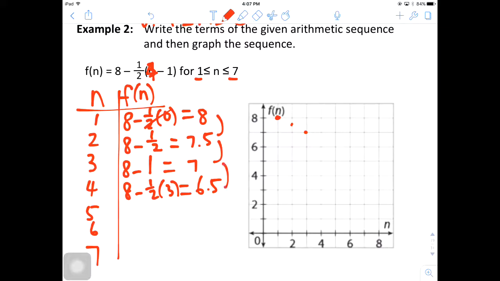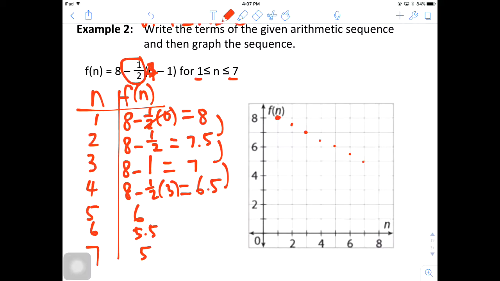If you know the pattern, look at the common difference is negative 1/2. So you can just continue the pattern and say, hey, I'm subtracting half a unit. So it's going to go 6, and then 5.5, and then 5, right? So you can just keep going with the pattern, and you should end up with something like this.